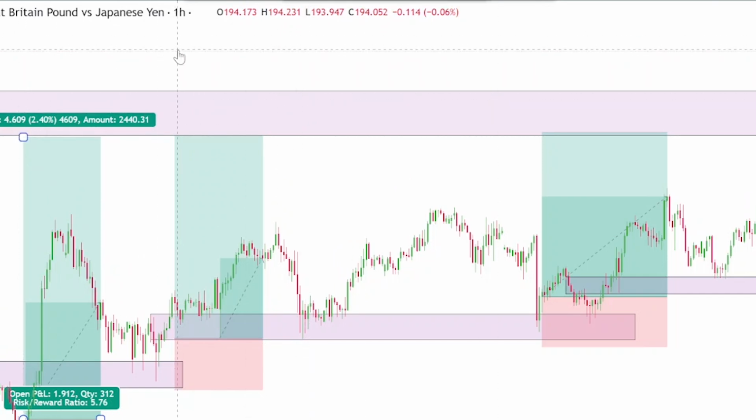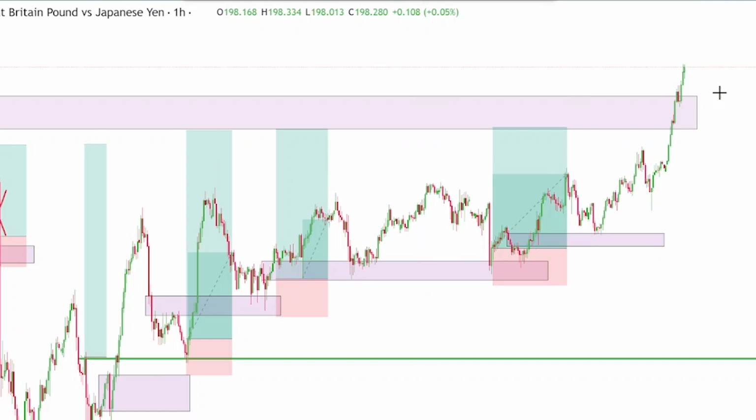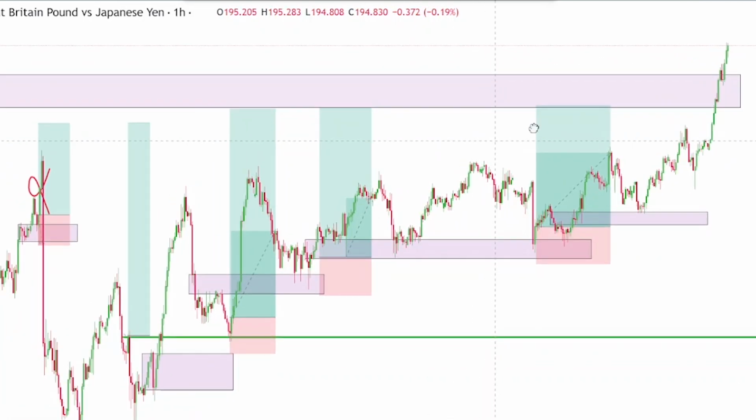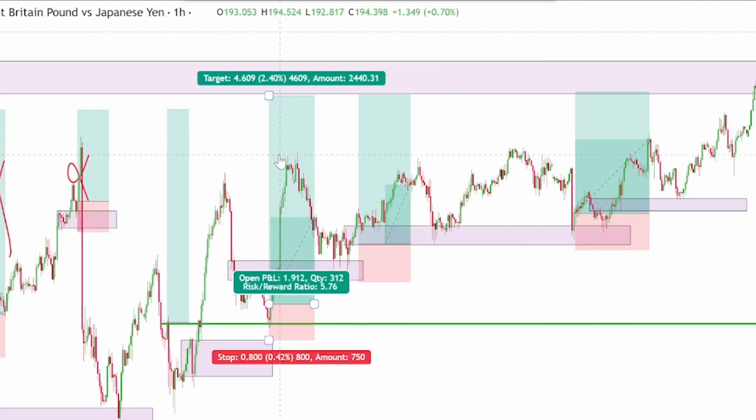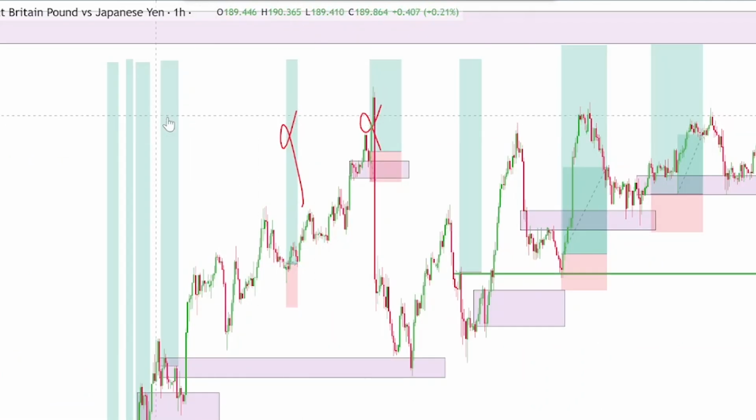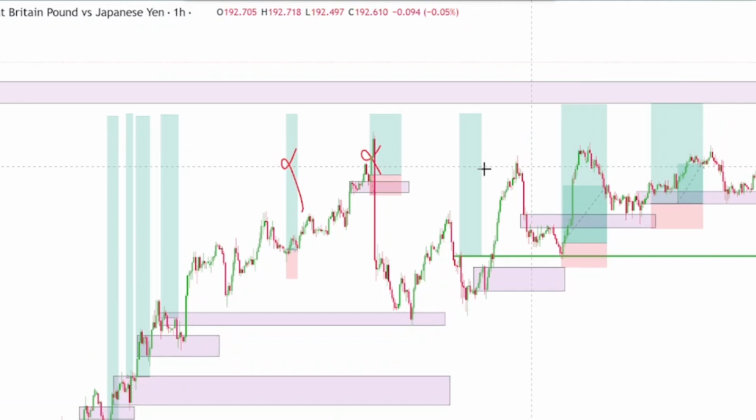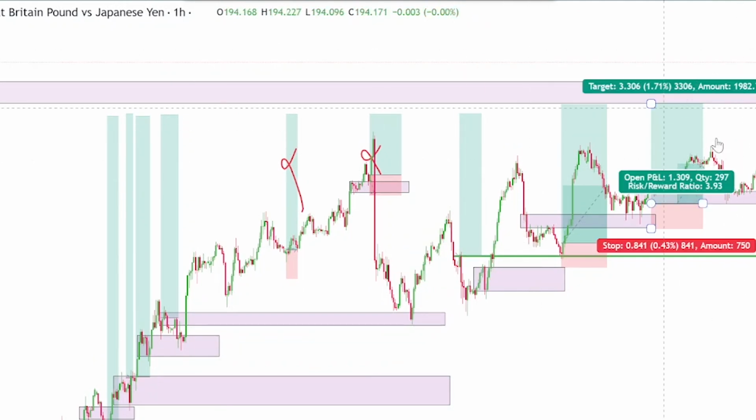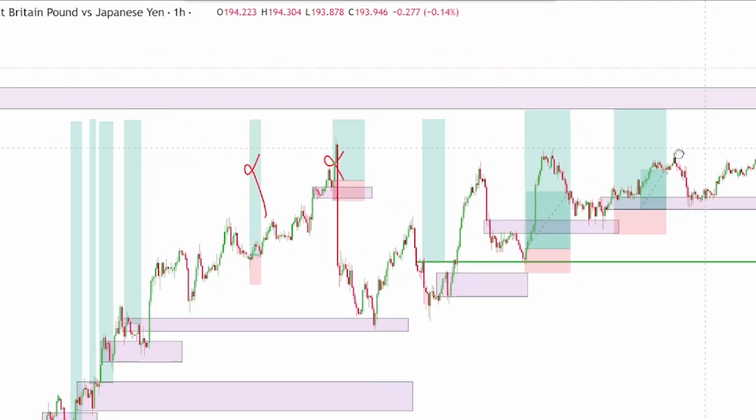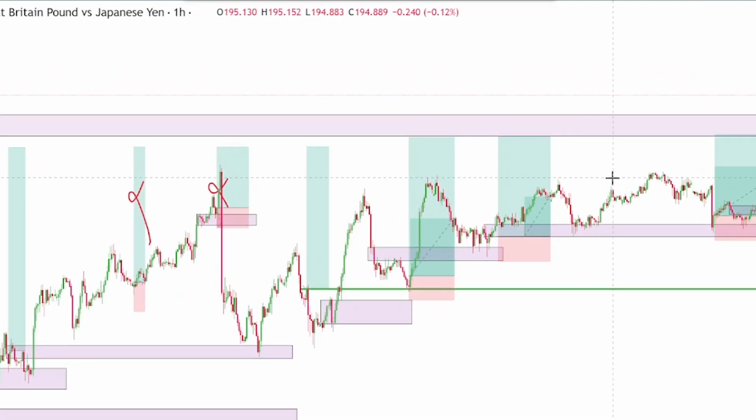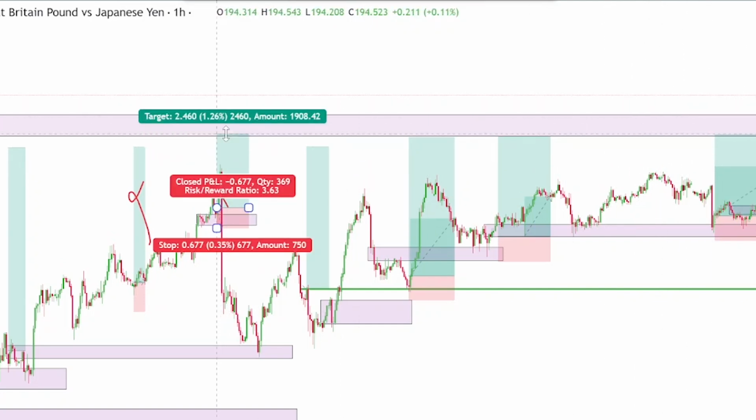This GBP Japanese yen, the market reversing from. Then we have how many trades? 1, 2, 3, 4, 5, 6, 7, 8, 9, 10. 10 trades, 2 losses, but remember, we had all the opportunities to be closing the trade, or we had a reason to secure different profit and leave the rest to run.